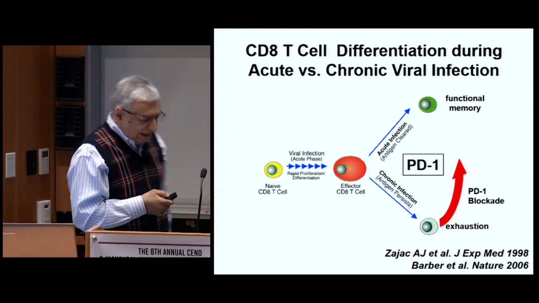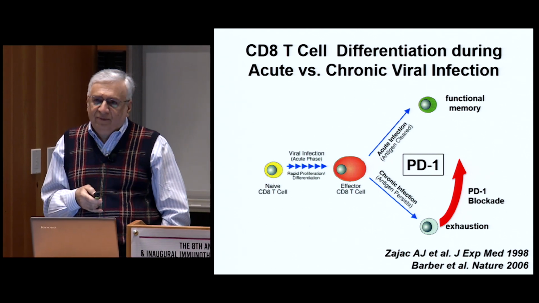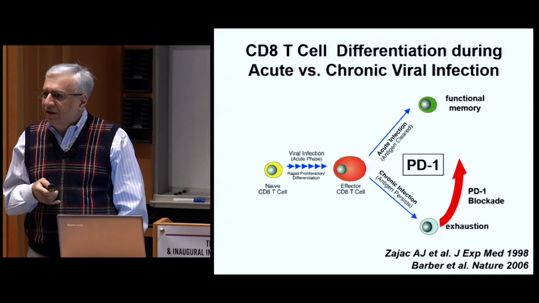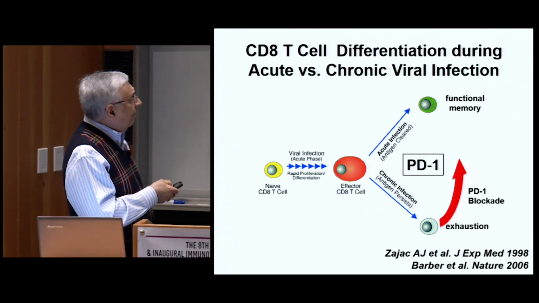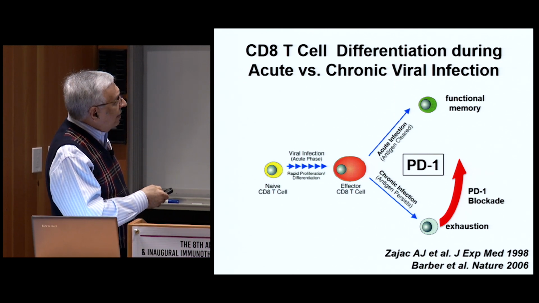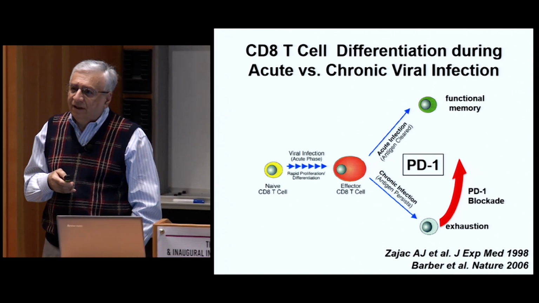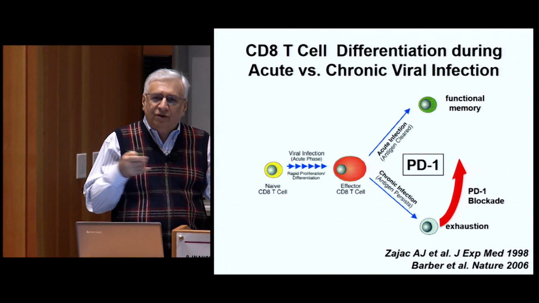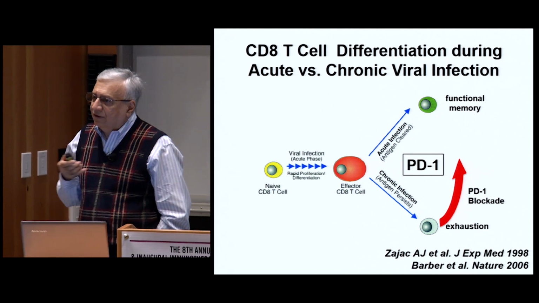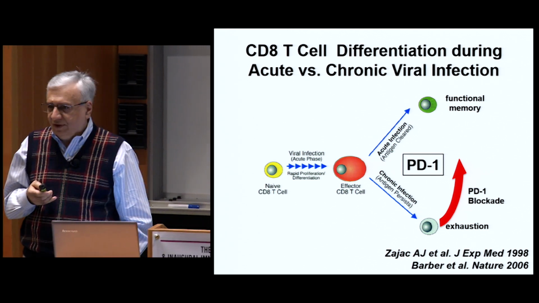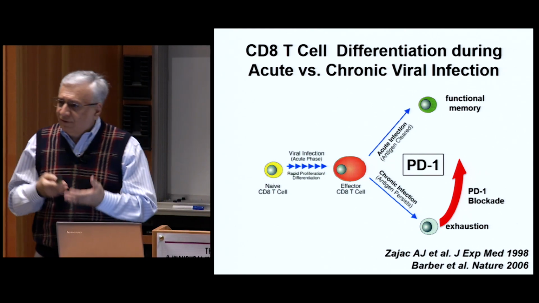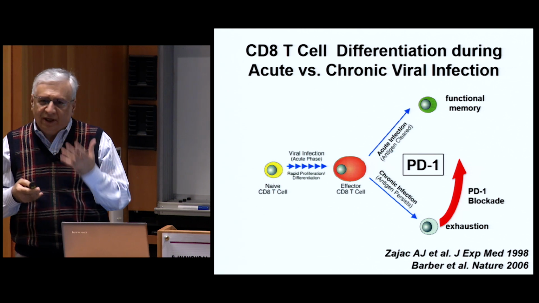So let me start with a slide that many of you may have seen before, but it summarizes work that we and many other people working with chronic viral infections have shown. Basically, after an acute viral infection, one generates a very large pool of effector CD8 T cells, which contribute greatly to the control of the viral infection. After the virus is cleared, about 95% of these cells will undergo apoptosis. And this is a good thing because during this phase, you can get up to 100,000-fold expansion of antigen-specific cells. You need to cull the numbers down.